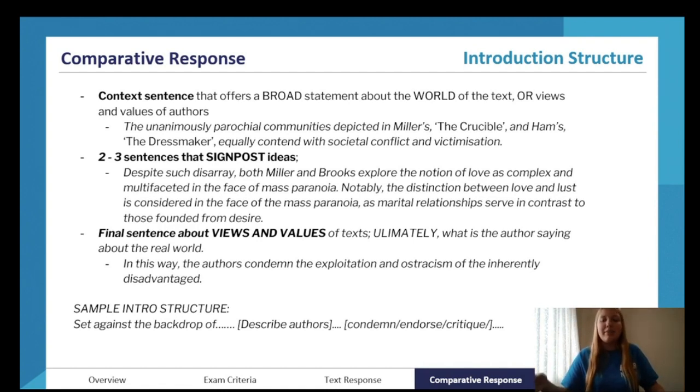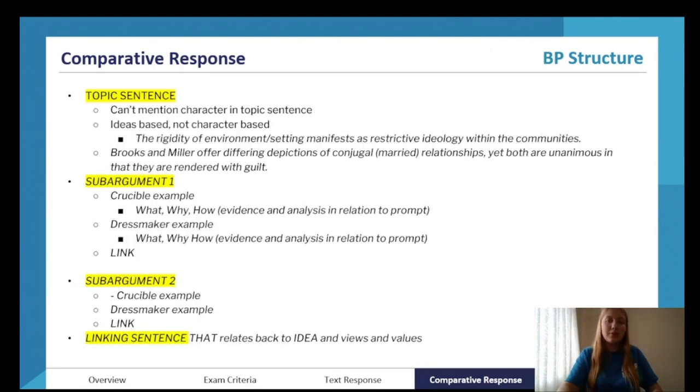Your introduction will likely be just a little bit longer for a comparative than it is for a text response, and that's okay. And here we have a sample introduction, context sentence structure that you can use, a sentence frame for yourself if you'd like. Now, body paragraph structure, we looked at a little bit of a breakdown, I ran us through it, but we still need a topic sentence that is ideas based, no characters mentioned, and it addresses both texts.